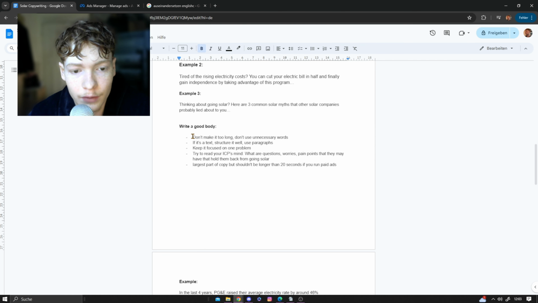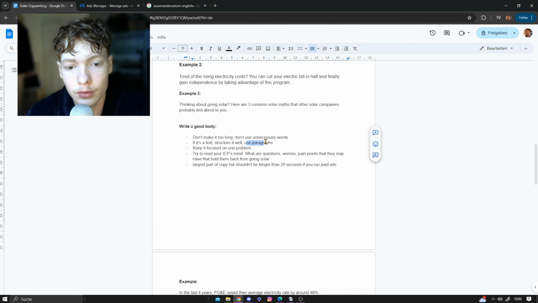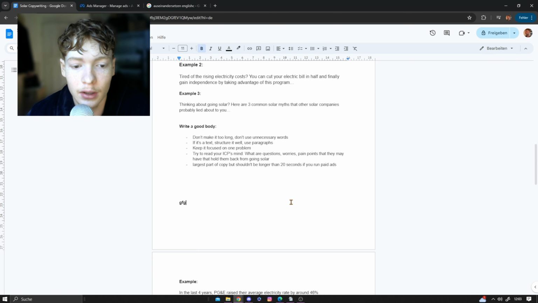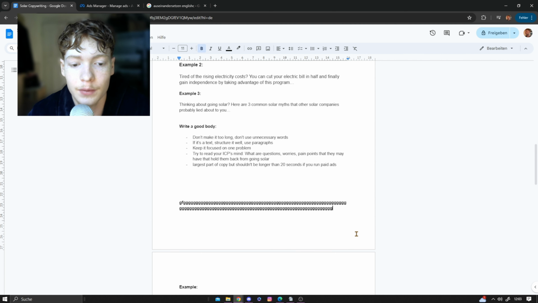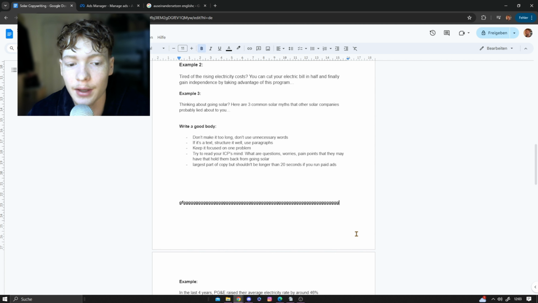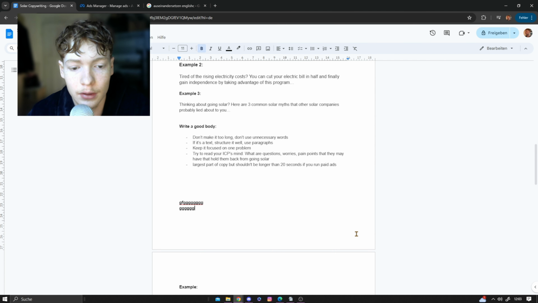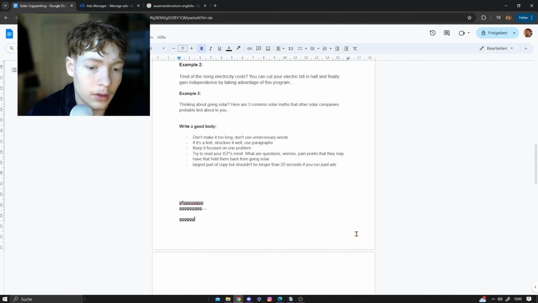So, very important. Then, if it's a text, structure it well and use paragraphs. This is also super important. I see this all the time, people just write it like a big block. They start writing their copy and it basically looks like this: just a big block of letters and words, and you don't want to do this. You rather want to structure it and do it like this. Like, this is your hook, this is your body. I don't know, you get what I mean.